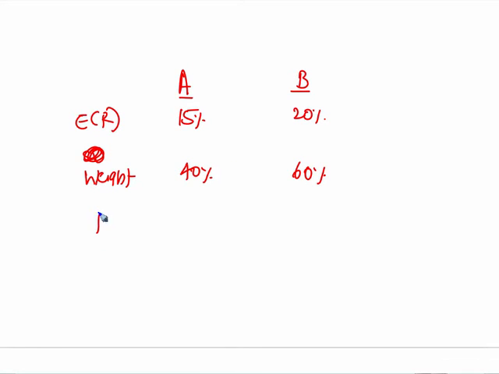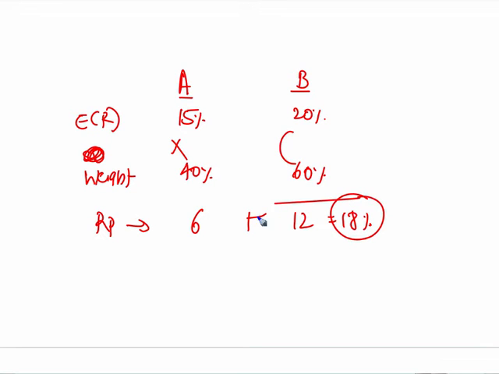Again, we have A and B. Let us say expected return 15% and 20%. Weights, 40%, 60%. What is the expected return on the portfolio? 15 into 40% is 6, plus 20 into 60% is 12, so we are looking at expected return on the portfolio of 18%. Are we doing fine? Yeah, this is percentage, so 18%.